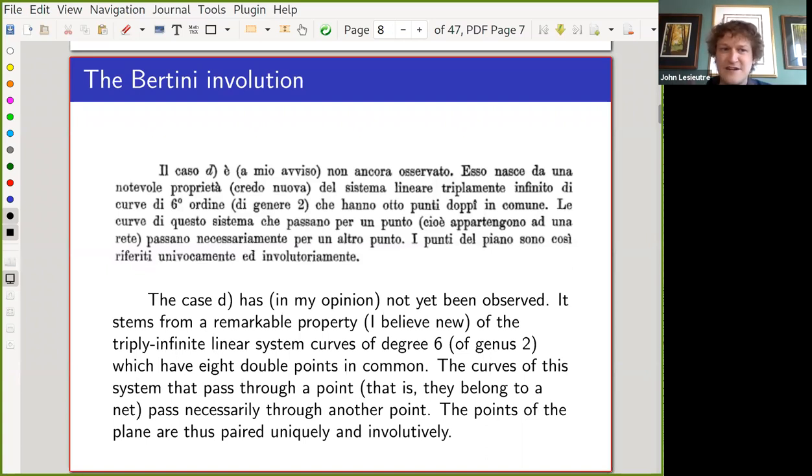Let me just say this one more time, because this is the basis for the whole talk. So I'm looking at P2 blown up at 8 points. So I fix a configuration of 8 points. And now I'm going to, from that, get an involution of P2. So here's what I do. So the 8 points are fixed.